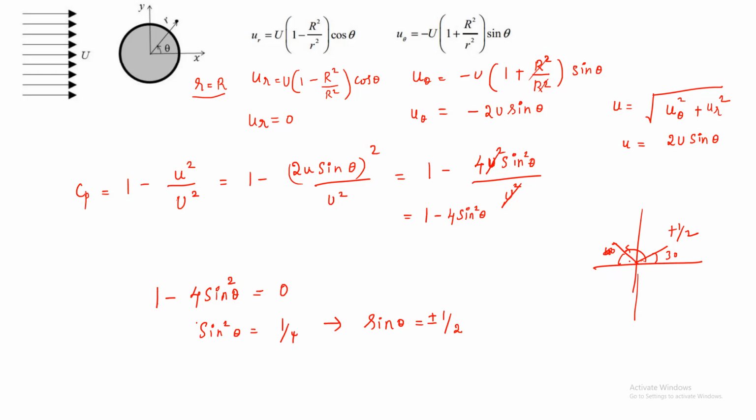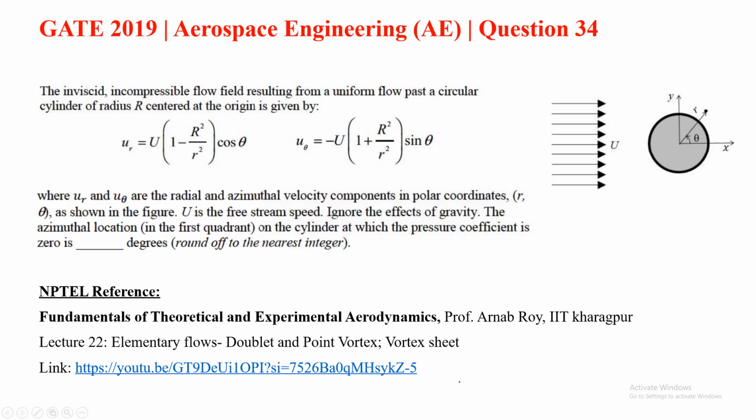Similarly at the 4 different locations we will have different angles, but in this question we have been asked to find the angle at which it becomes 0 in the first quadrant. In the first quadrant, the angle at which sin theta becomes 1 by 2 is 30 degrees. So the azimuthal location would be 30 degrees. Going back to the question, the azimuthal location on the cylinder at which the pressure coefficient becomes 0 is 30 degrees.